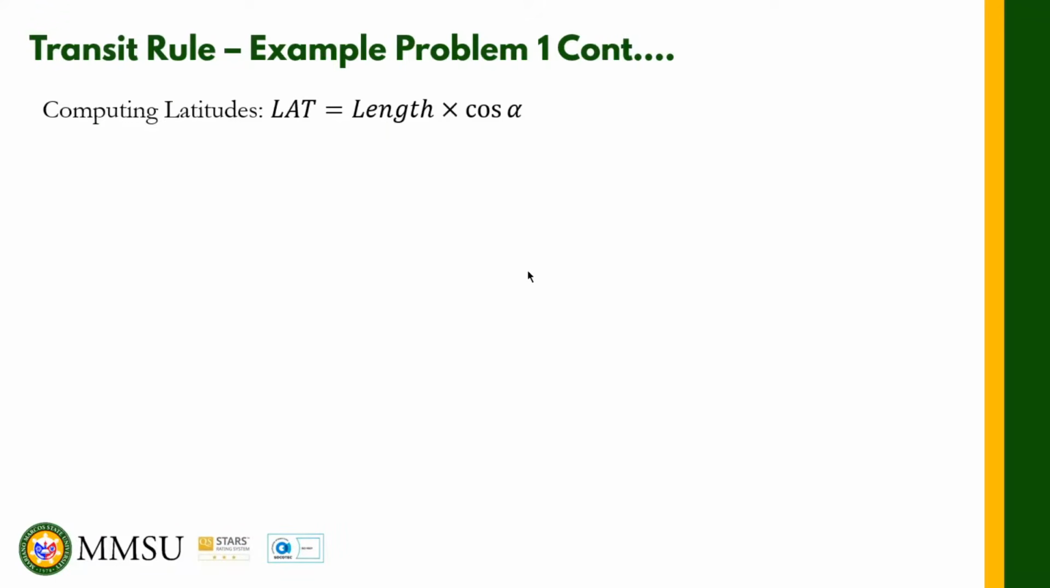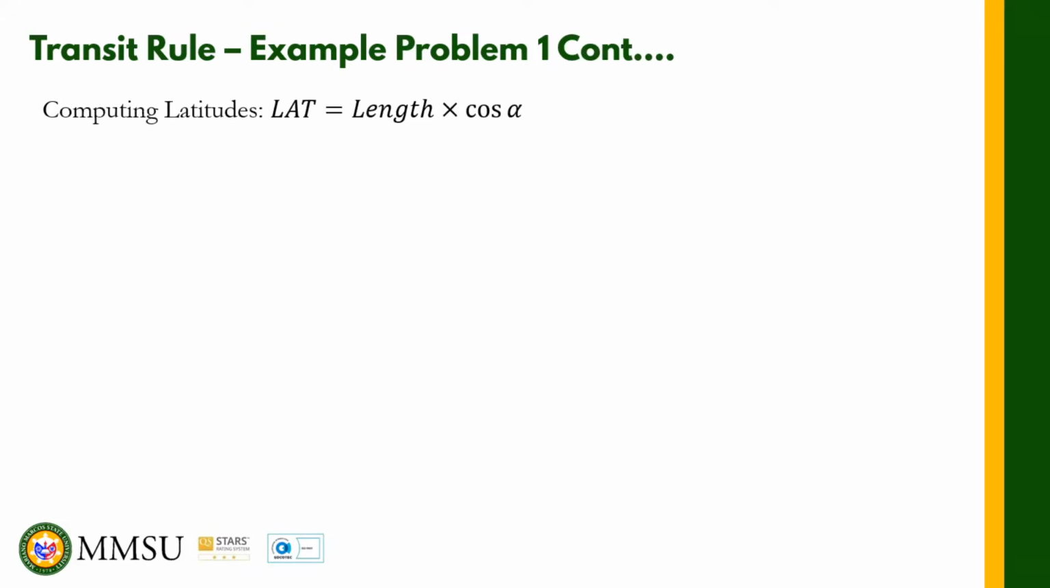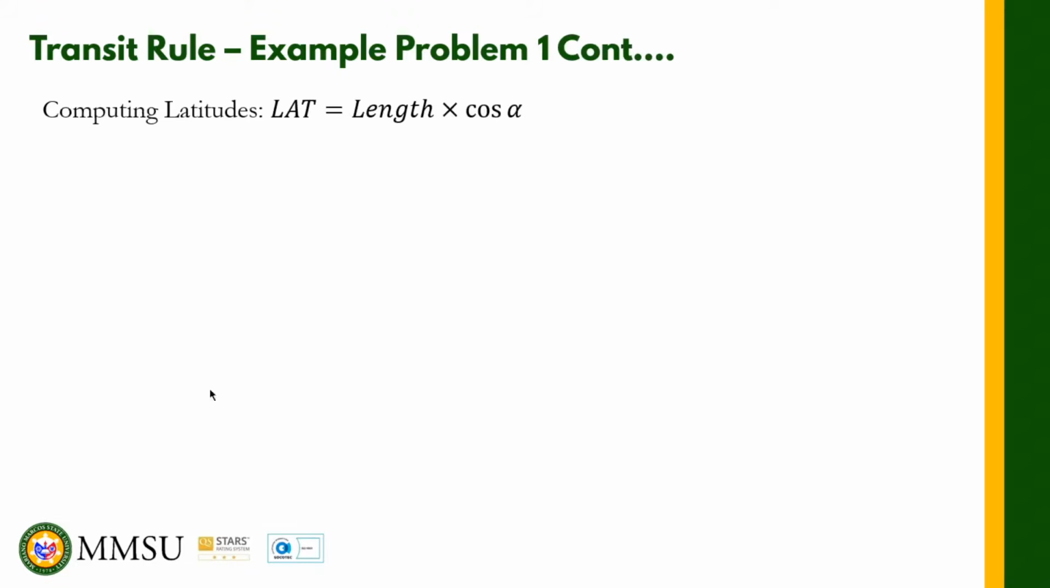So to solve for the latitude of each course, we are going to employ the formula latitude is equal to the length of the course times the cosine of the alpha. Okay? The alpha here, we can already use the given in this table because this is azimuth from the north. Remember? We can directly use this formula to solve for the latitude. The formula will give whether it is positive or negative. We just take the cosine of whatever this angle is. We do not need to think about whether it is positive or negative. The formula automatically gives it.